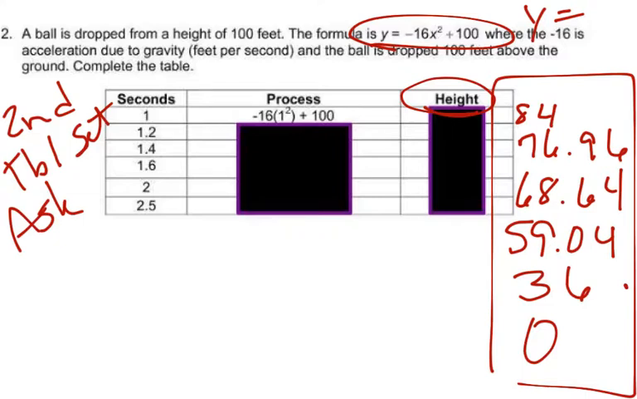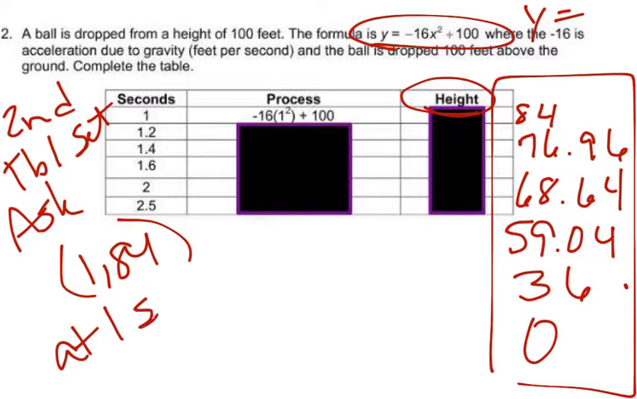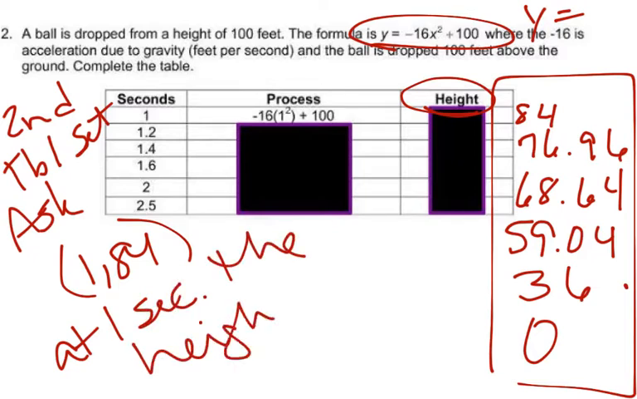Once again, remember, domain and range are numbers. The window is talking about what you would see. Independent and dependent want words. If they give you a coordinate pair, for example, they took the 1, 84, what that means is that at 1 second, the height is 84. You would want to use that to look at one of your questions.